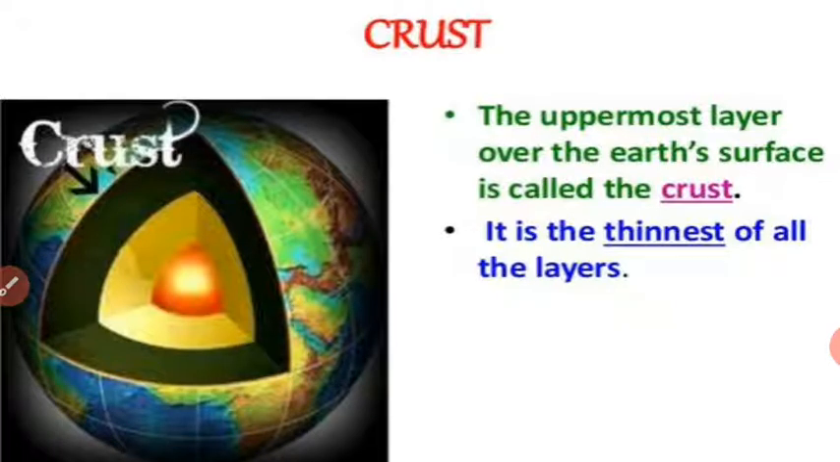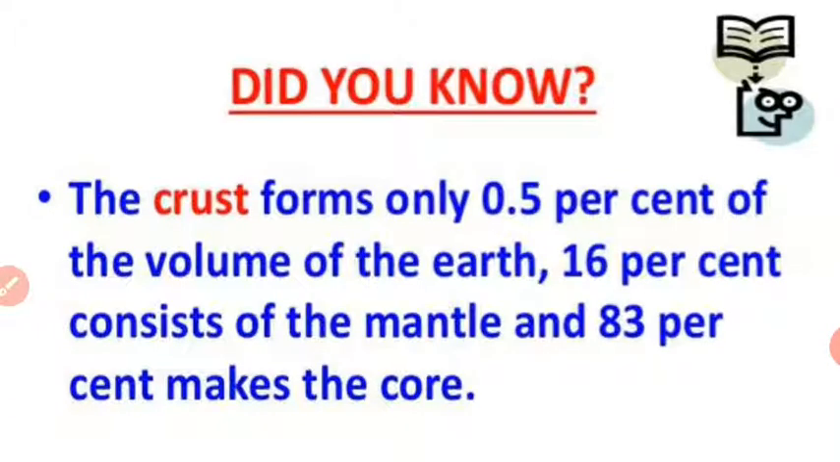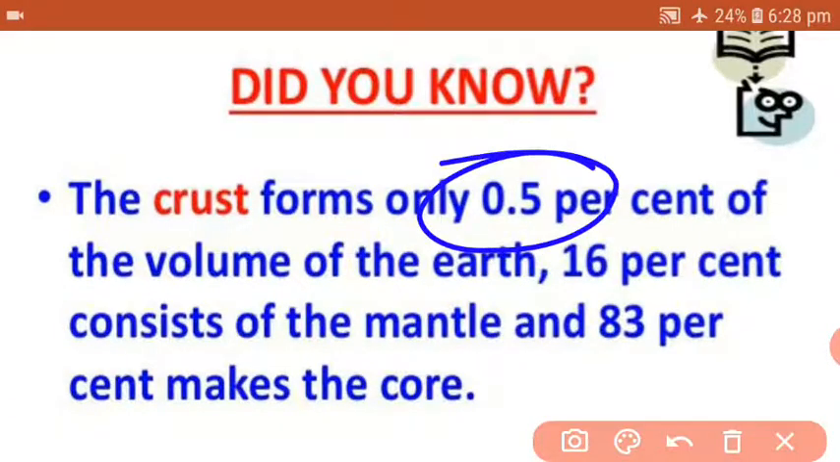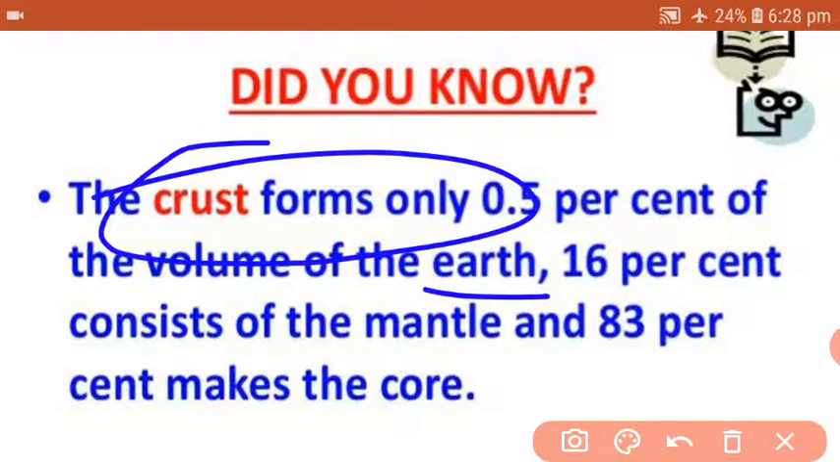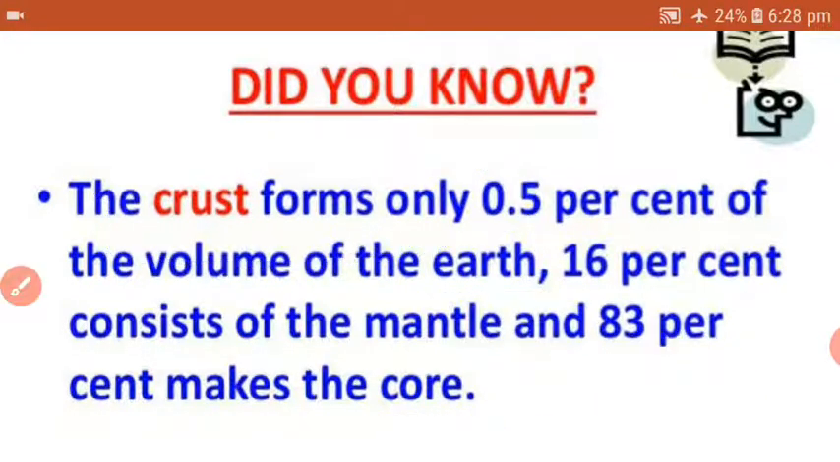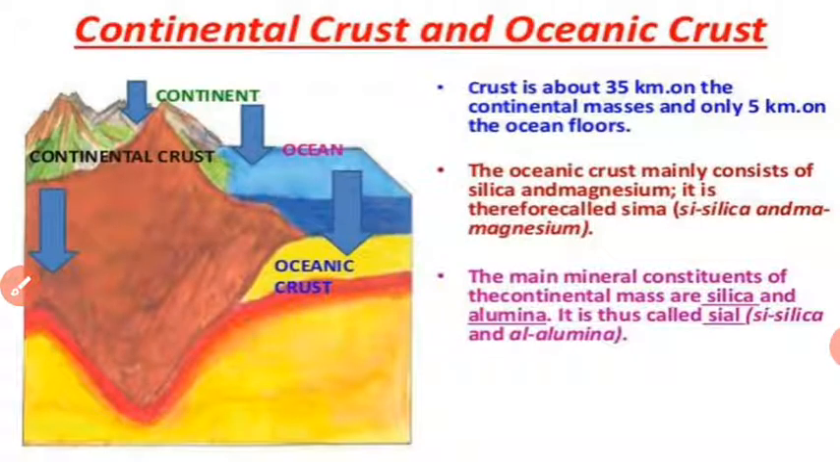The uppermost layer over the earth's surface is called the crust. As I informed you before also, it is the thinnest of all layers. We have a question: did you really know that 1%, here it is mentioned as 0.5%, but you can check with the textbook, 1% of the volume of the earth is formed by the crust, 16% is formed by the mantle, and 83%, the highest, is the core. Continental crust and oceanic crust, the next part you will find in your textbook.